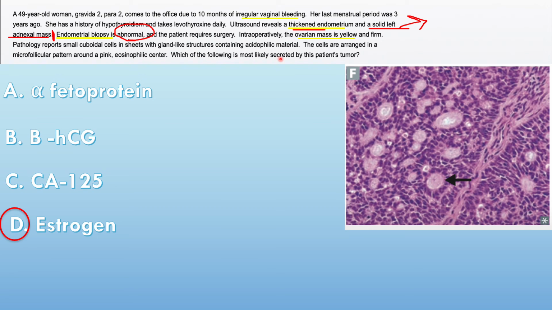Which of the following is most likely secreted by this patient's tumor? So the question already gave away that this lady has a mass in her ovaries. So she has an ovarian tumor, and this ovarian tumor is producing something that led to endometrial thickening, and not just thickening, but up to the point of abnormal endometrial biopsy. So it might be endometrial cancer, right? So once you figure out that estrogen leads to endometrial thickening, you can already answer the question that estrogen is the hormone secreted by this patient's tumor, right?